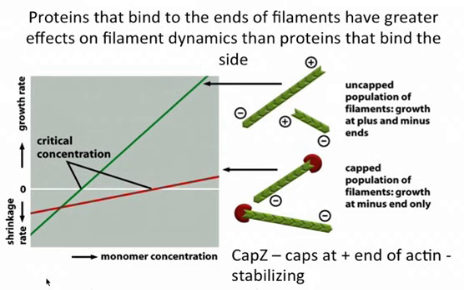Okay, so now we've got another class of proteins. These are capping proteins, proteins that bind to the ends of filaments. And so they tend to be, well, they could be stabilizing or destabilizing, dependent.